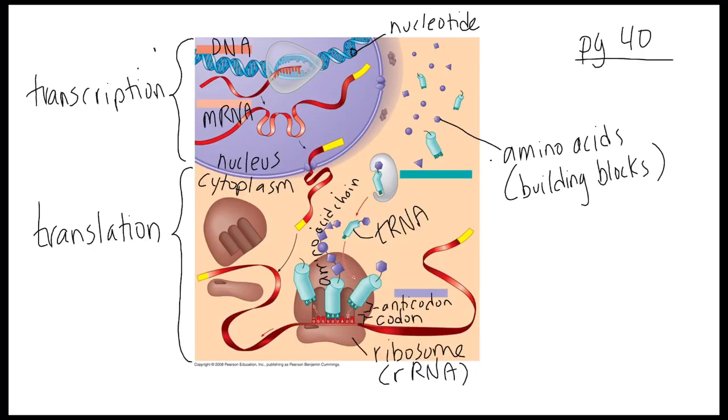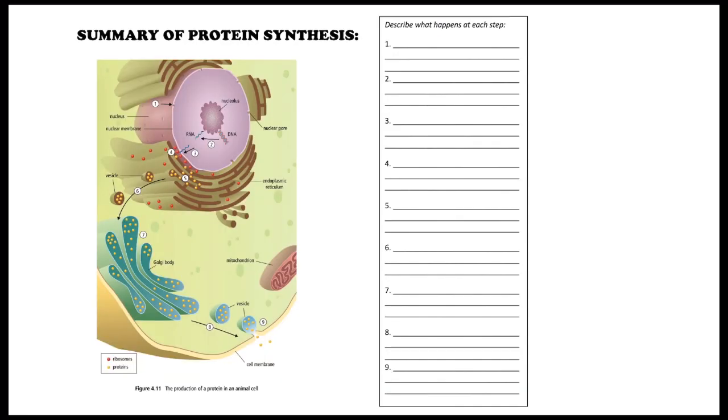We also have a summary slide if you want to pause here, which just breaks down the process of transcription happening in the nucleus and translation happening in the cytoplasm, and kind of gives you an overview of the whole process happening in the cell. You also need to complete this summary of protein synthesis. So there's a bunch of kind of numbers labeling different parts of protein synthesis occurring. So you need to figure out what is happening at each, what's going on in relation to protein synthesis.